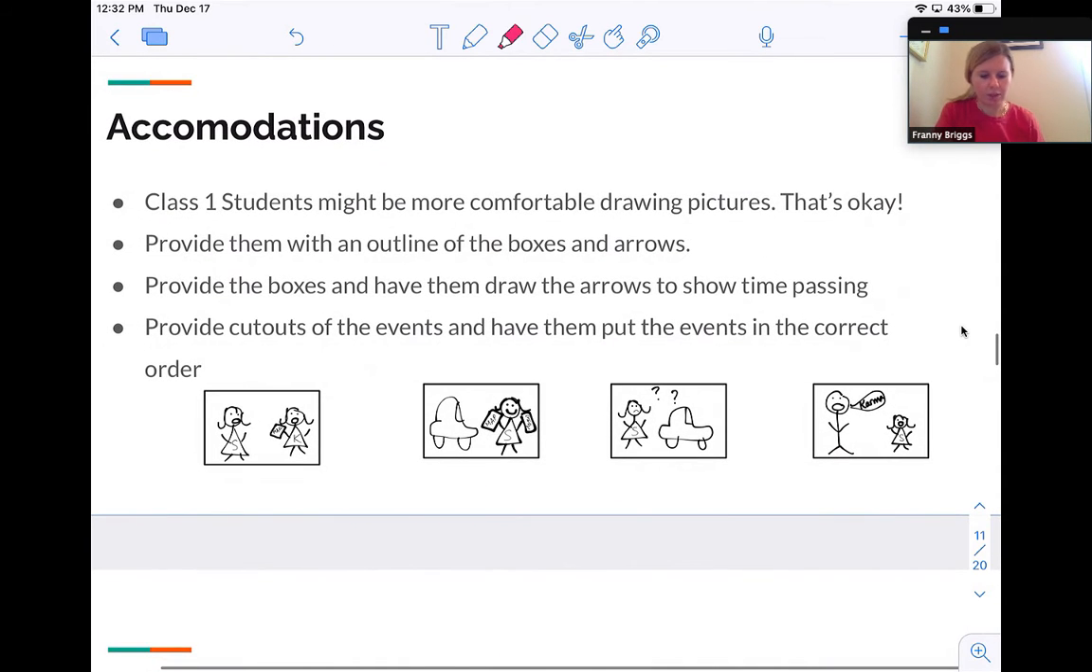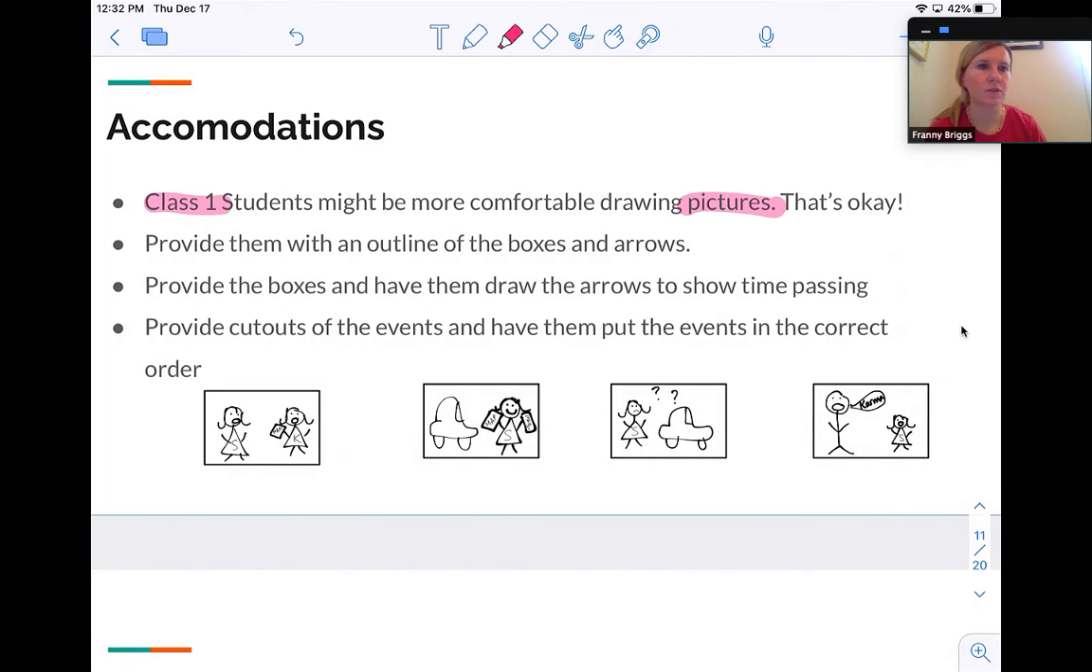Okay, so accommodations for sequencing frames. Students might be more comfortable drawing pictures, as we mentioned. Honestly, I wrote class 1, but I think even classes 2, 3, my 6th grade students still prefer to draw pictures, and I think that's fine as long as they're representing their learning. That is the most important thing, okay?